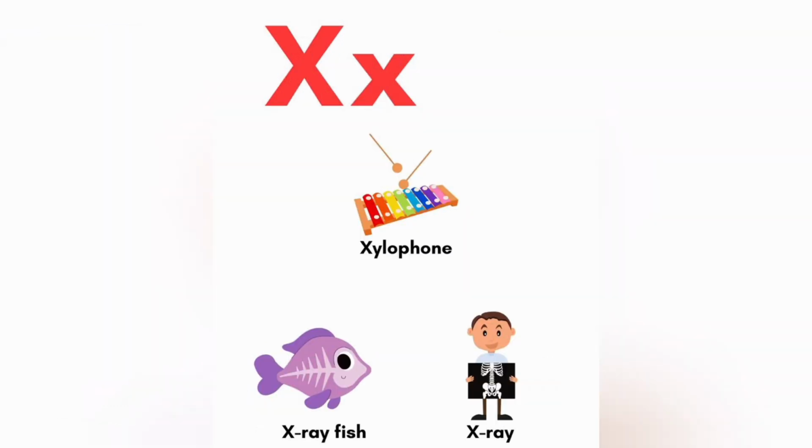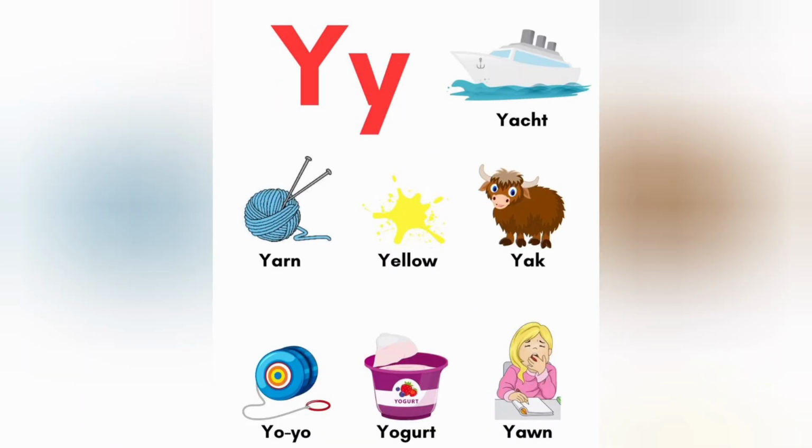This is letter X. X sound X, and X for xylophone. X for X-ray fish. X for X-ray. Now let's repeat the letter with its sound. X, xylophone. X, X-ray fish. X, X-ray.